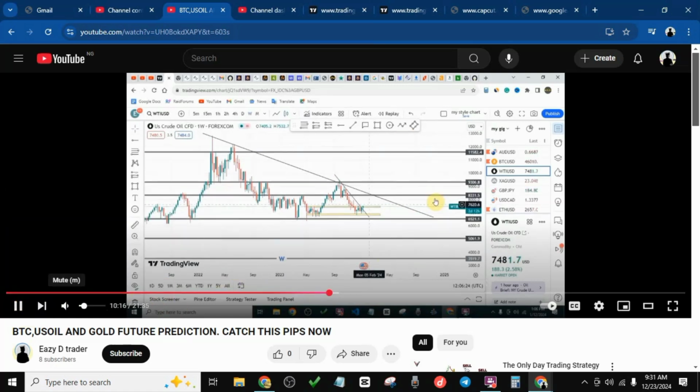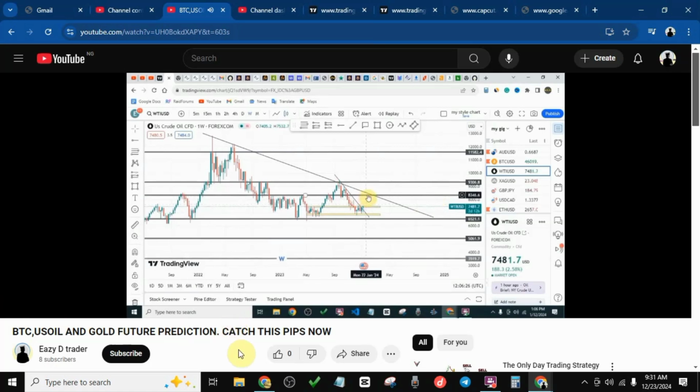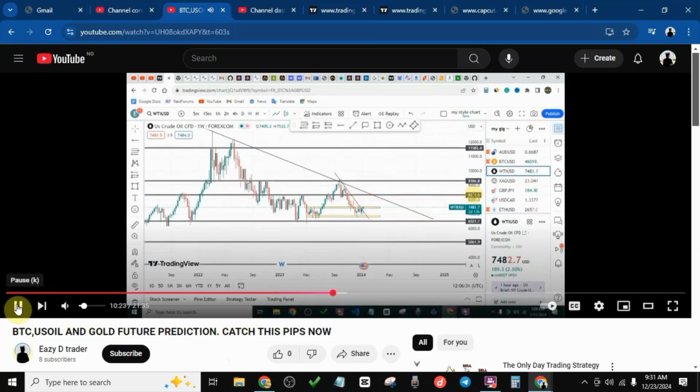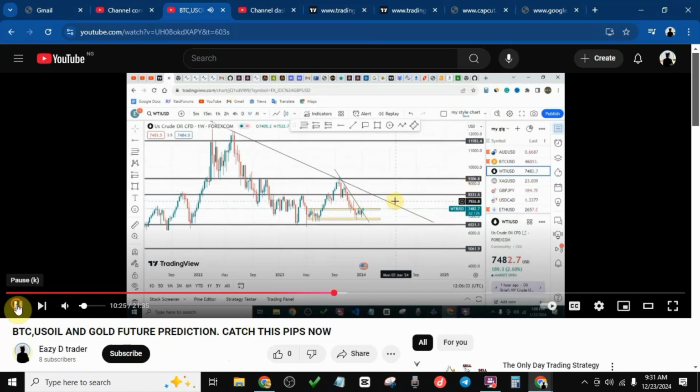Temporarily you might see some bullish move to come to retest this trend line. You might see some bullish move that might come in to 83.